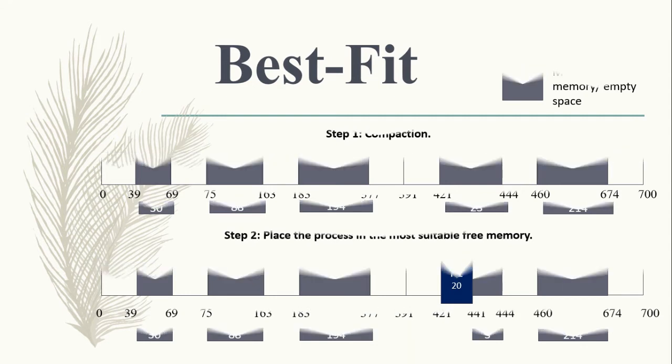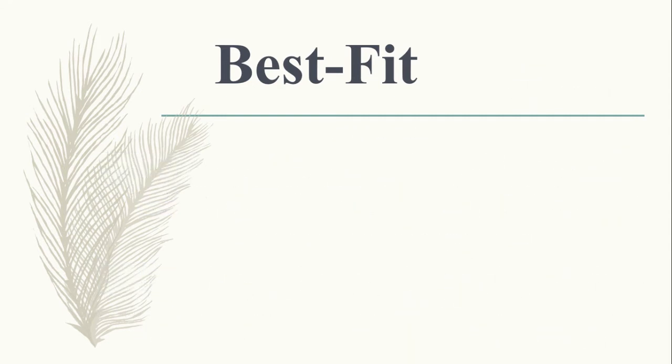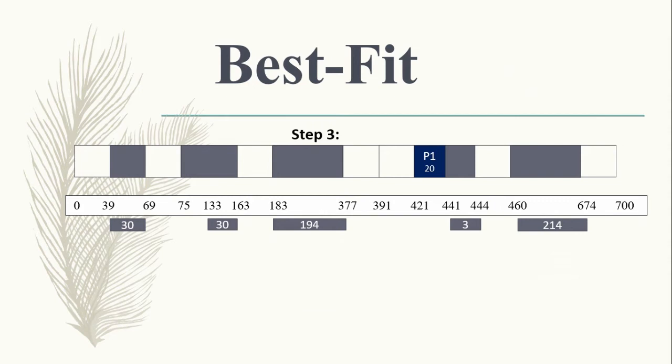So for the next step, we need to insert process 2. Process 2, based on question 1, is 58 kilobytes. So, which suits 58 the most is here. So we need to insert process 2 here. So 75 plus 58 is equal to 133. The balance 163 minus 133 is equal to 30.